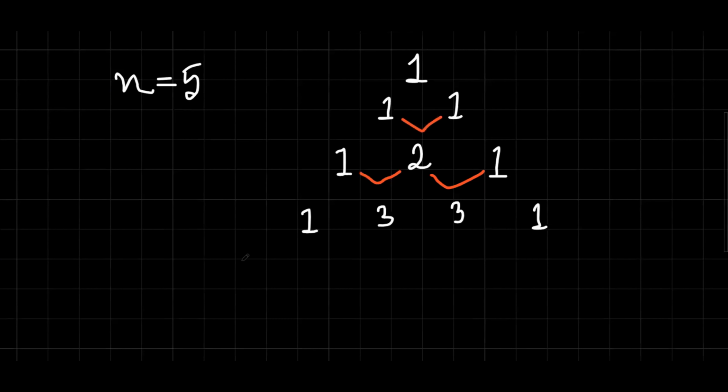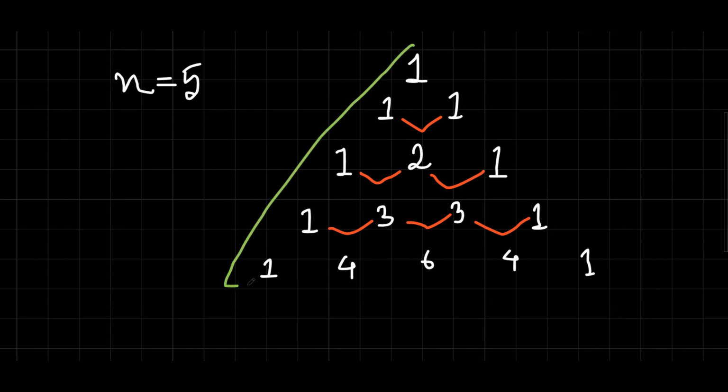For the fifth row, we have to put 1 here at the first position of the row and we have to put 1 here at the last position of the row. And we have to add 3 and 1 and put 4 here and we have to add 3 and 3 and put 6 here and we have to add 3 and 1 and put 4 here.